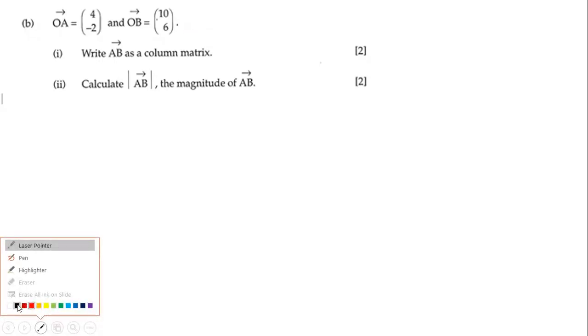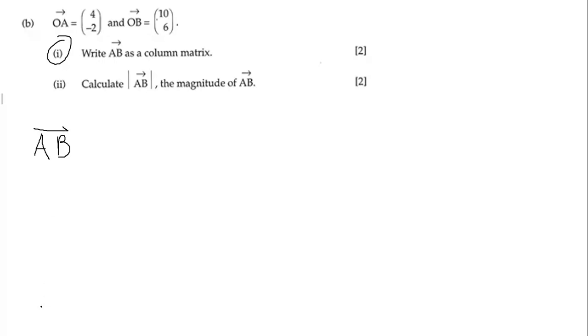And so the question asks us, hey, we know that OA is 4 and -2, and we know that OB is 10 and 6. So seeing that we know that, then write AB as a column matrix. So how are we going to do this? How are we going to write AB as a column matrix or as a column vector? So let us begin. So here we have AB. So we're considering this particular question. You want to write AB as a column vector or as a column matrix. So AB, but what is AB? What is the vector AB?